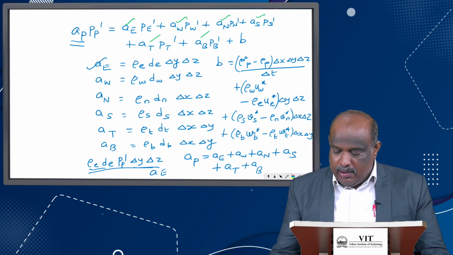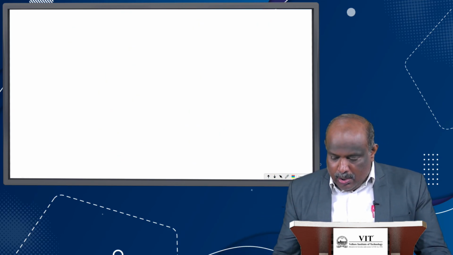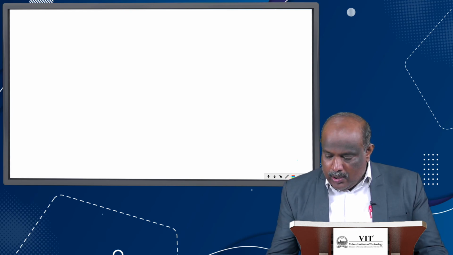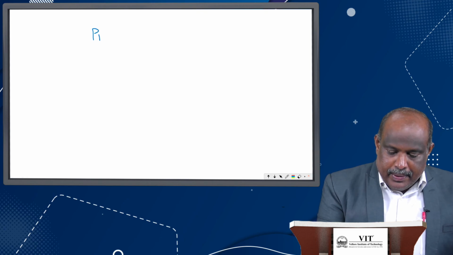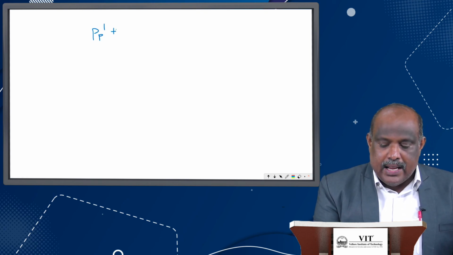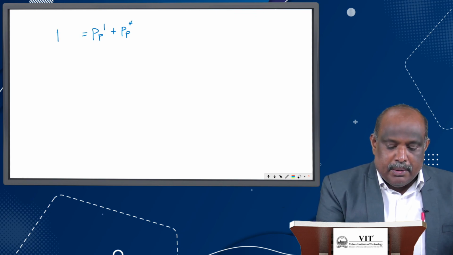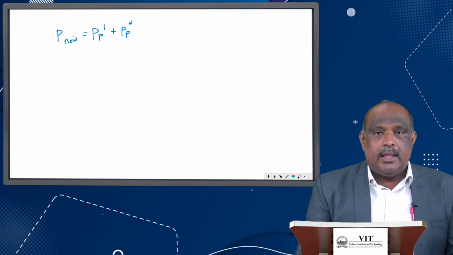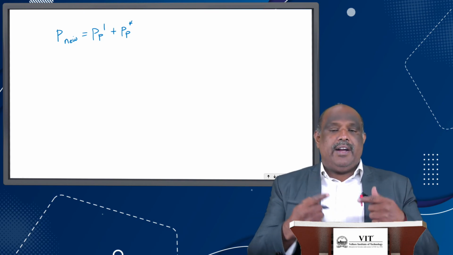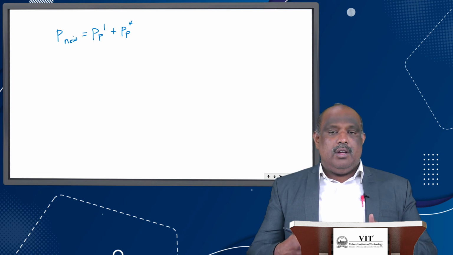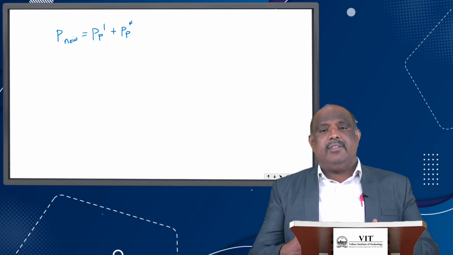Pp dash. Okay, good. So now you have the value of Pp dash. You add this Pp dash to the Pp star, because Pp star is the guessed pressure. This is nothing but my P new. With this P new value, once again go for the iteration. You try to find U, UE, UW, VN, VS, WT, WP.